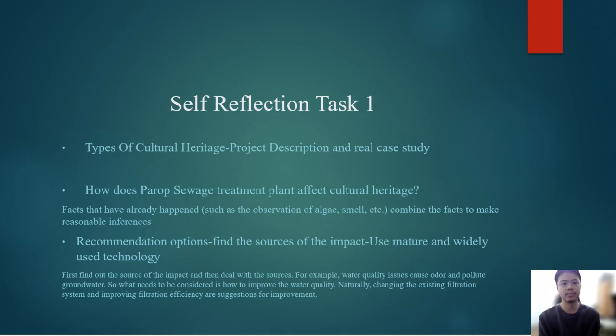The third part is the recommendation options. I think the first thing is to find the source of the impact and then address the impact. For example, what water quality issue caused the pollution of the groundwater. So what needs to be considered is how to improve the water quality. Naturally, changing the existing filtration system and improving filtration efficiency is the suggestion for improvement.